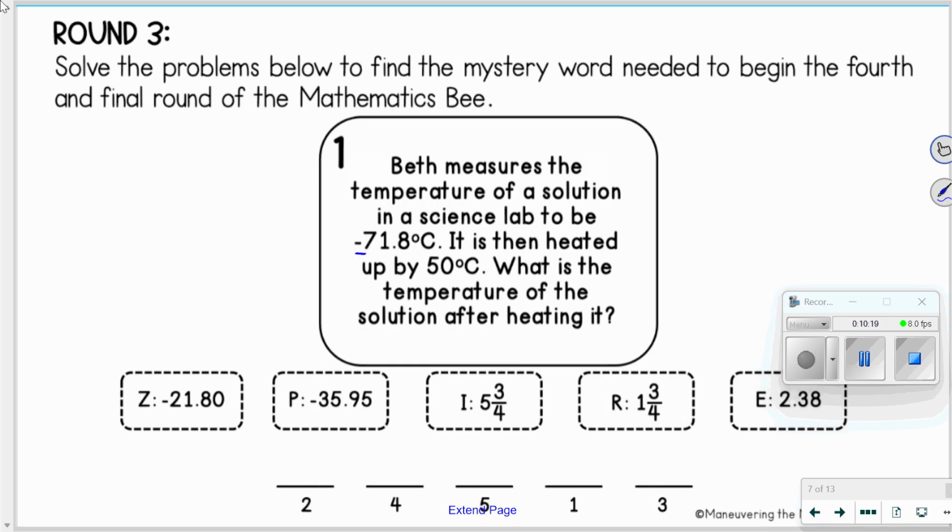That measures the temperature of a solution. It's negative 71 and 8/10. It's then heated up by 50 degrees. What is the temperature of the solution after heating? So it's negative 71 and 8/10 plus 50.